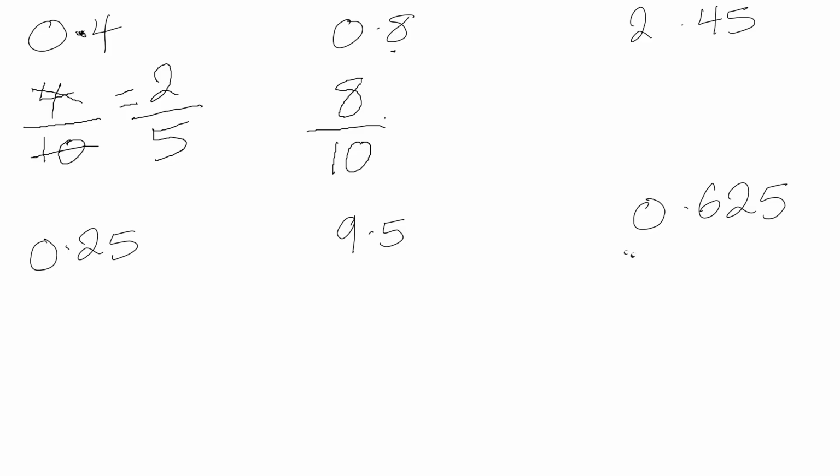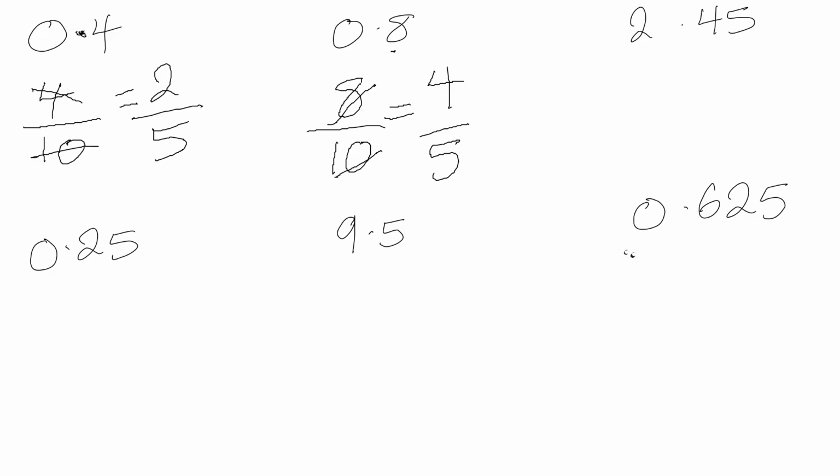So we need to simplify the fraction. 2 is a common factor. So 8 divided by 2 is 4, and then 10 divided by 2 is 5. So the equivalent fraction for 0.8 is 4 over 5.